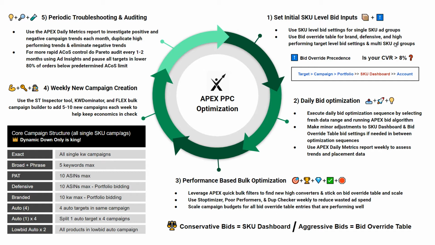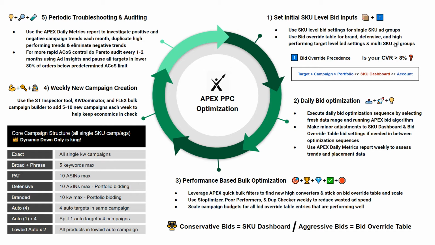You can see the core philosophy down there in the bottom right for balancing your conservative bidding on the SKU dashboard with more aggressive bidding on the bid override table. If you understand that fundamental concept and utilize the two dashboards accordingly, you're really going to do well. The nice thing is, if you do have products with a PPC conversion rate over 8%, you're going to be able to be a little more aggressive even on the SKU dashboard and just have a more profitable account out the gate.